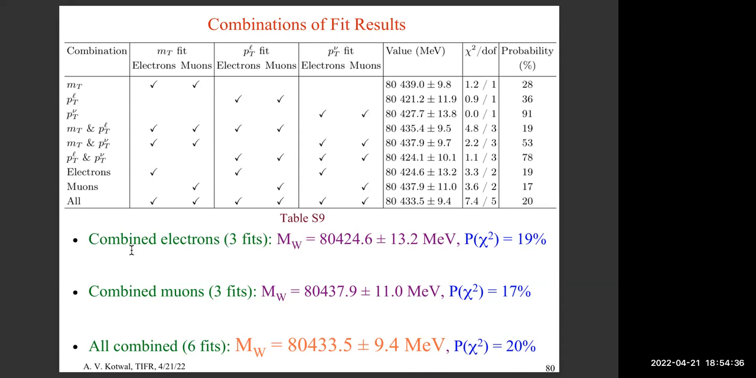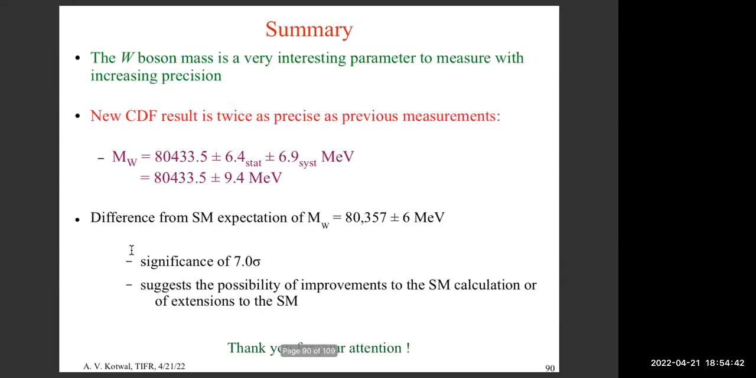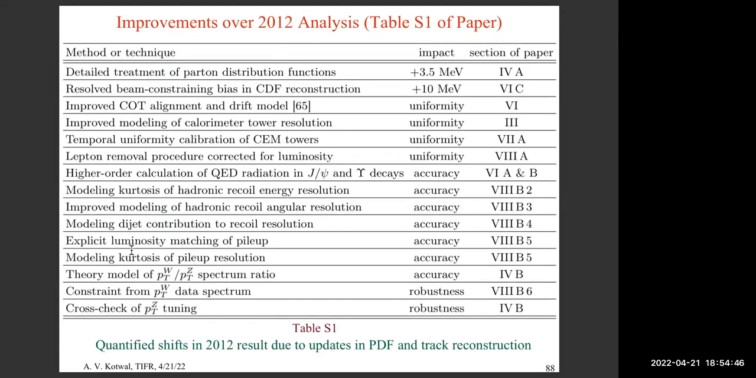What are the specific improvements in the recent analysis? Okay, so this table is from the paper. We were able to make these 15 improvements, and for the first two we were able to quantify what would happen to our old measurement from 2012 if these improvements were also made back then. This was quantifiable by running simulation and rerunning data reconstruction and so on. We were not yet able to quantify what impact the rest of these improvements would have.